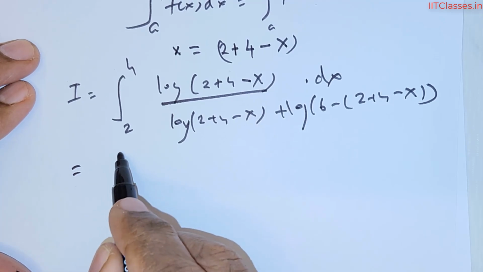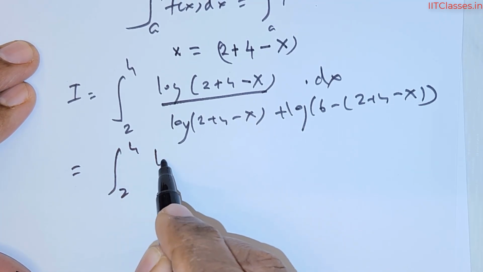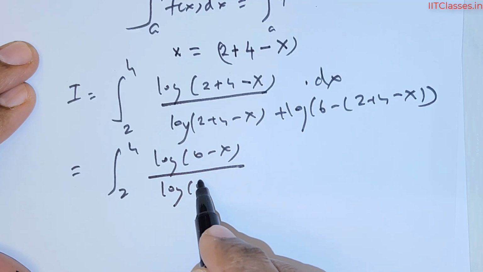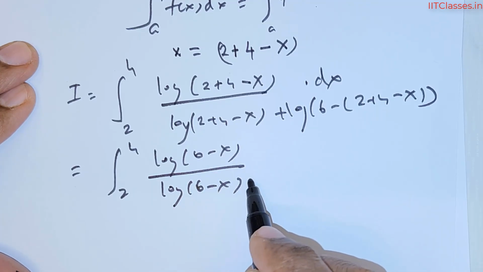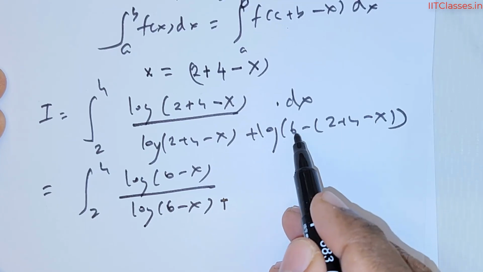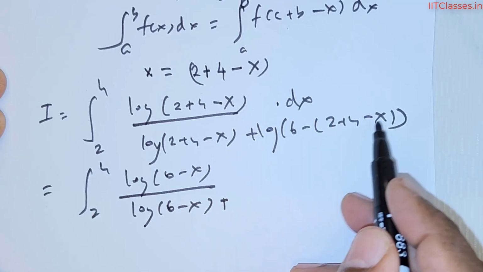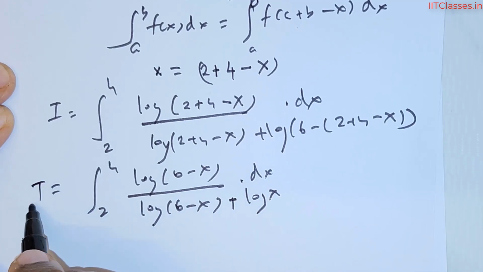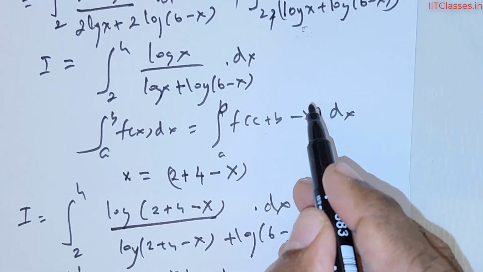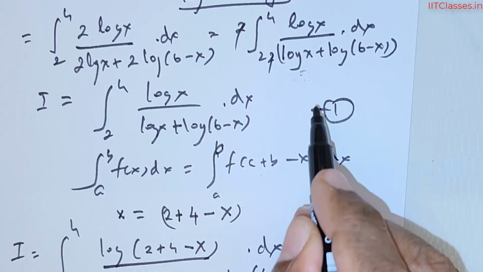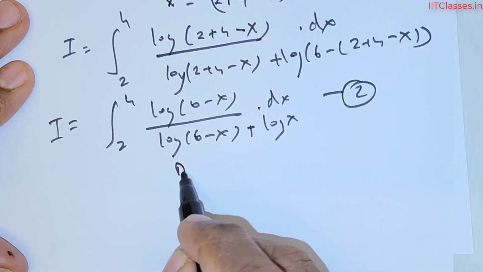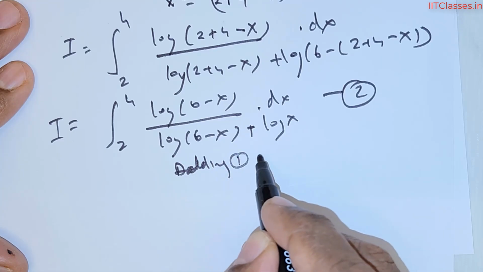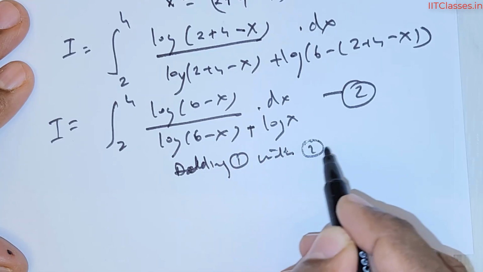So this is equal to the integral from 2 to 4 of log of (6 − x) divided by log of (6 − x) plus... Now 6 and 6 − 6 get cancelled, you get a positive x, so you get log of x, dx. I'm going to take this as I2. I already have the first as I1, so adding I1 with I2 we get the following.